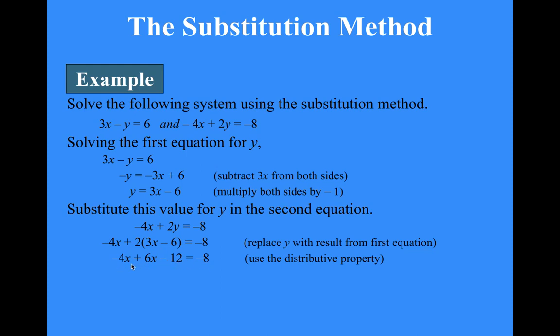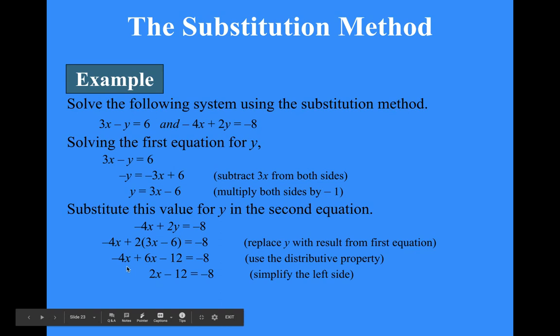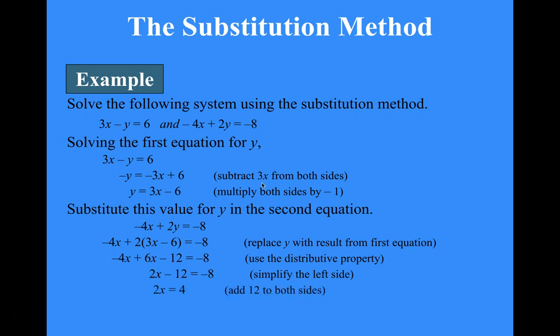I have like terms here, negative 4x and positive 6x. I can combine those. Negative 4 plus 6 gives me 2. So if I have negative 4x's and positive 6x's and I combine them, I get 2x minus 12 equals negative 8. Well, if I want to get this x by itself, I have to get rid of this minus 12. To do that, I'm going to add 12 to both sides. I get 2x equals 4. And to get rid of that 2, to undo the multiplication, I'm going to divide. And I get x equals 2.